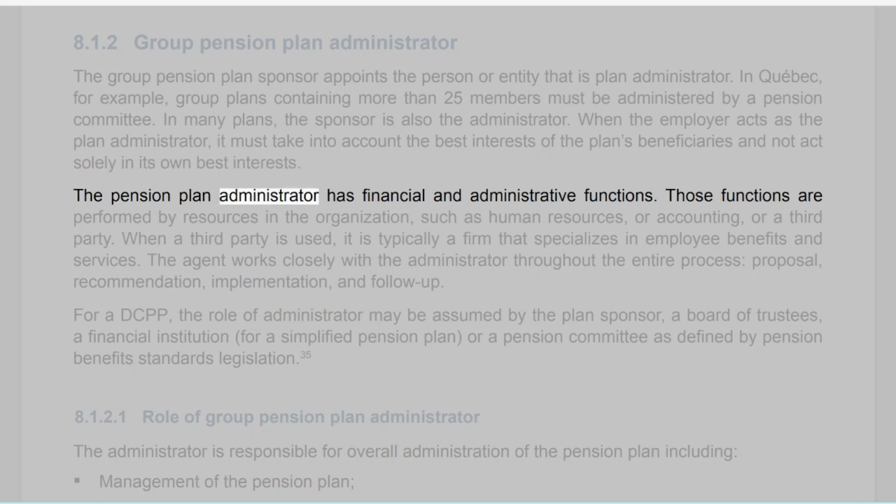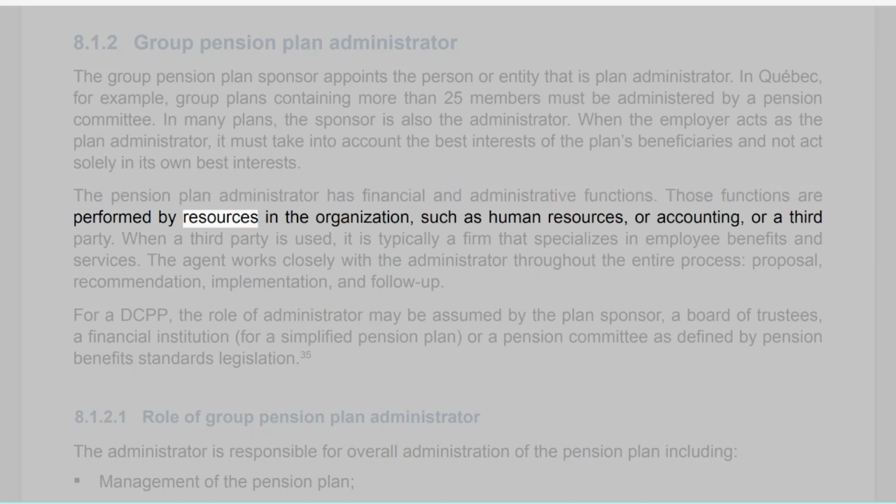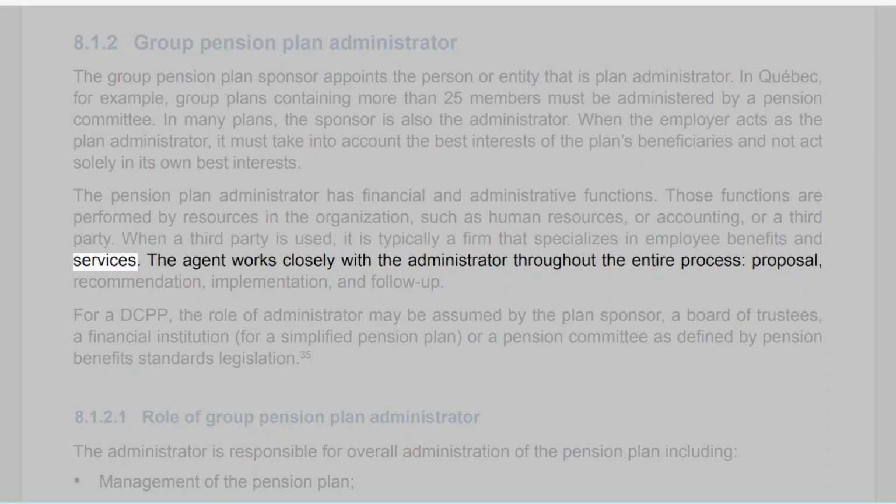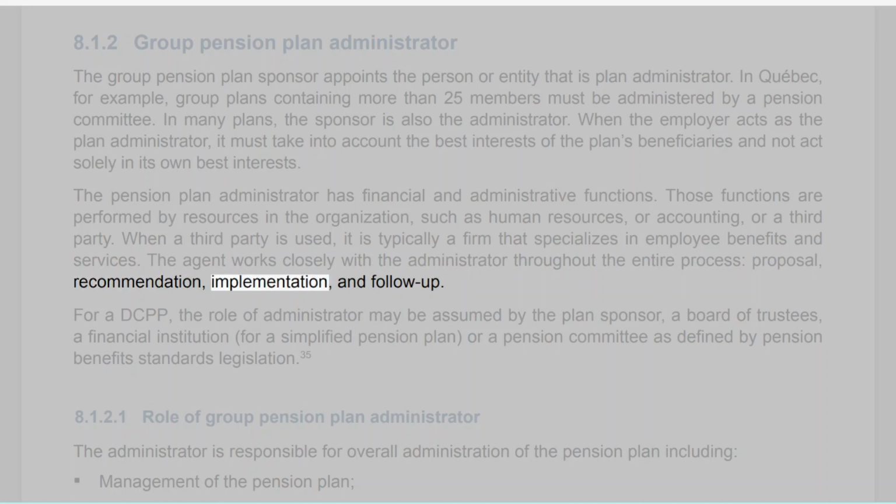The pension plan administrator has financial and administrative functions. Those functions are performed by resources in the organization, such as human resources, or accounting, or a third party. When a third party is used, it is typically a firm that specializes in employee benefits and services. The agent works closely with the administrator throughout the entire process: proposal, recommendation, implementation, and follow-up.